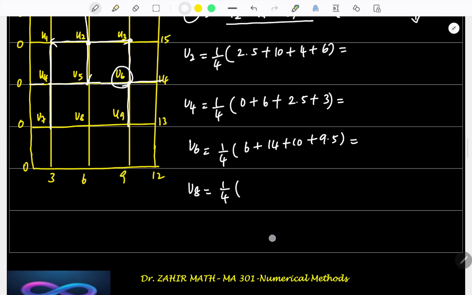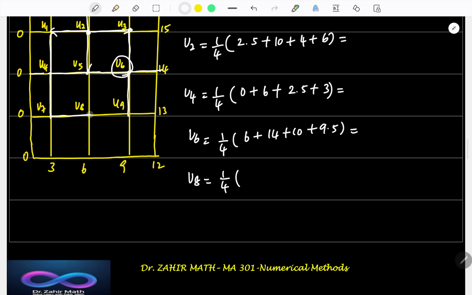Okay, next. u8 is u7 plus u9 plus u5 plus 6. Okay, so which is equal to what? Which is 6 plus 3 plus 9.5. So when I put it in the calculator, this is 5.6, this is 2.9, and this is 9.9, and this is 6.1.